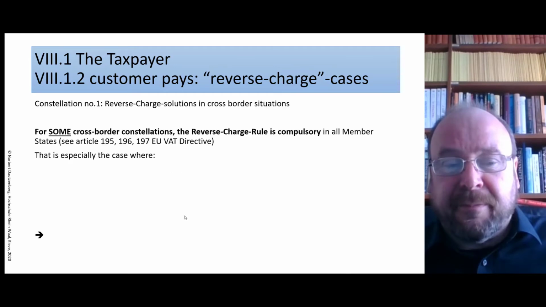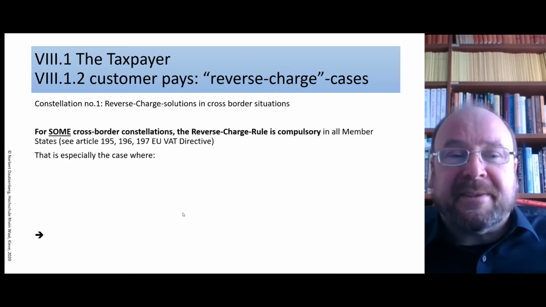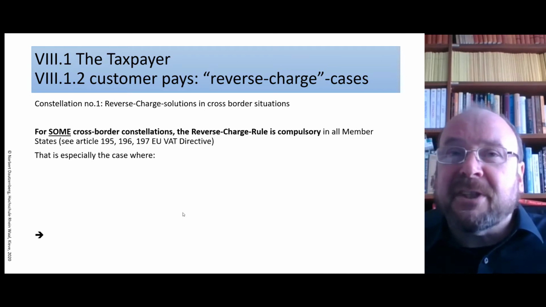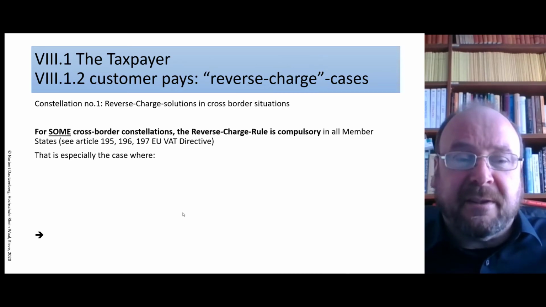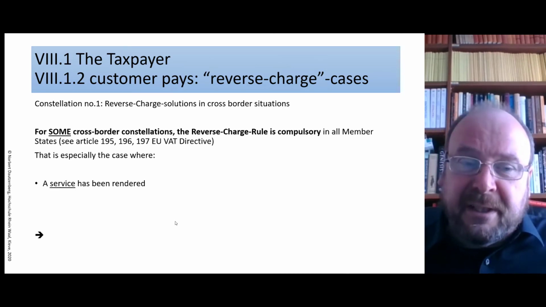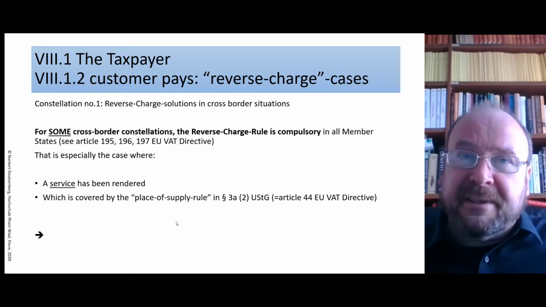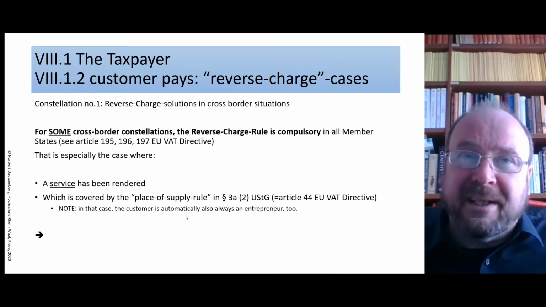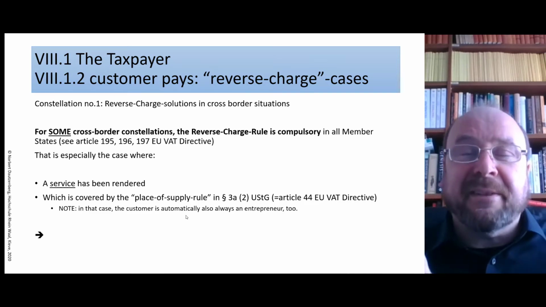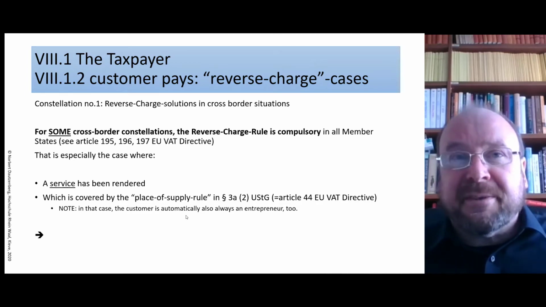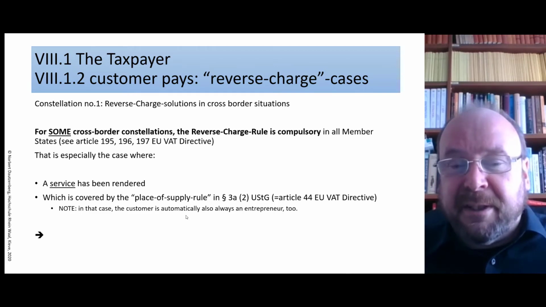For some cross-border constellations, and that's now very interesting, the reverse charge rule is even compulsory in all member states by the rules of the VAT Directive. That is especially the case where a service has been rendered whose place is to be determined under the general B2B rule of Article 3a(2), so in the country where the customer has established its business. In that case, the customer is always an entrepreneur, so always somebody who must be familiar with the VAT rules, so that there is no risk that that person doesn't know about taxability and taxpayership.